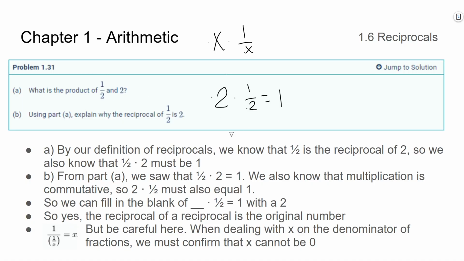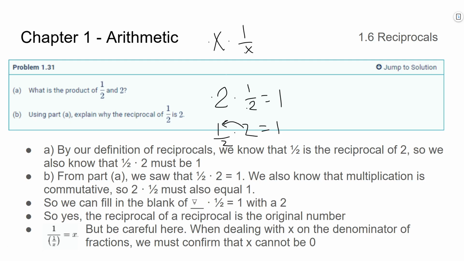So 1/2 times 2, well, we know that multiplication is commutative. So if 2 times 1/2 is 1, then 1/2 times 2 has to also be 1. And we also just know how to multiply fractions, so we know that this would end up being 2 over 2, which would be 1. So there are a couple of different ways to know that 1/2 times 2 is going to be 1.